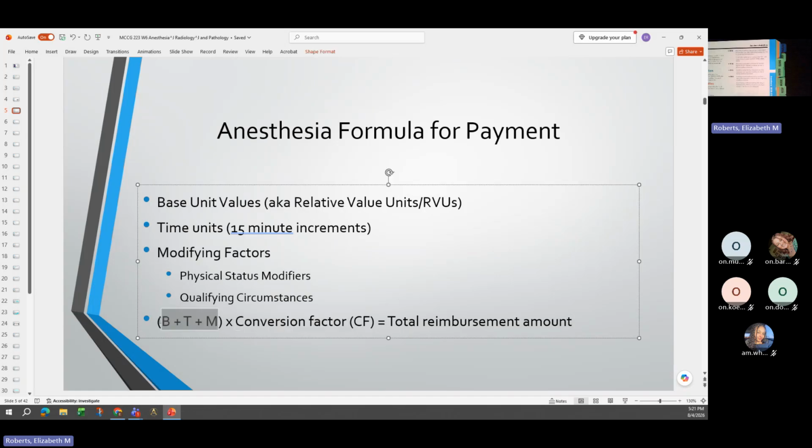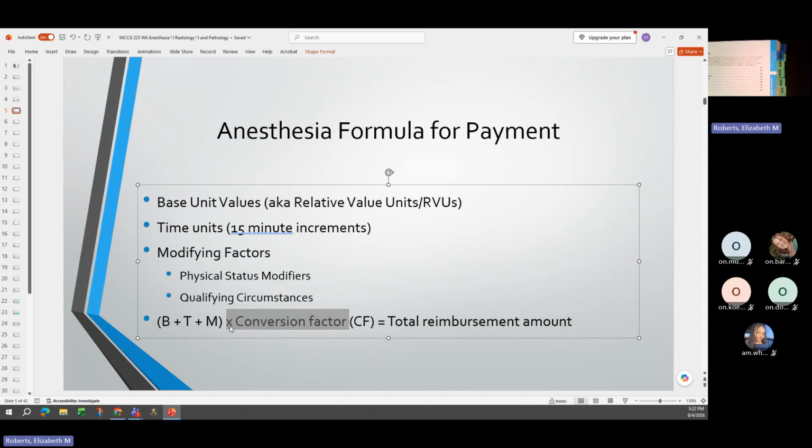So all of these are just arbitrary numbers, right? The units and the physical status modifiers and the base unit values, all that stuff. These are just numbers. So let's say our 25-year-old patient has a base unit value of 2, and our 85-year-old patient has a base unit value of 10, just as an example. So our 2 for our 25-year-old would be multiplied by the conversion factor. The conversion factor is a dollar amount that is determined by CMS every year. It changes every year by a couple of dollars usually.